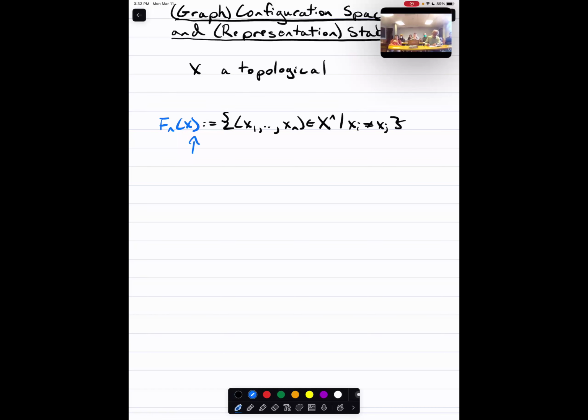So this is the ordered configuration space. And if we take the quotient by S_n, as I said, we get the unordered configuration space. So this is just the quotient of ordered to get unordered. And our main question for today is, what happens to these configuration spaces, both unordered and ordered, when we increase the number of points in our configuration space?